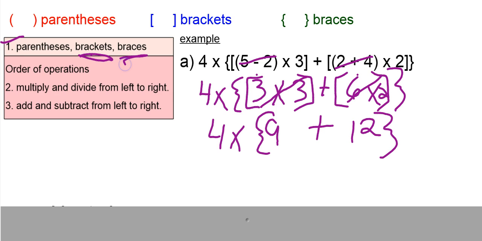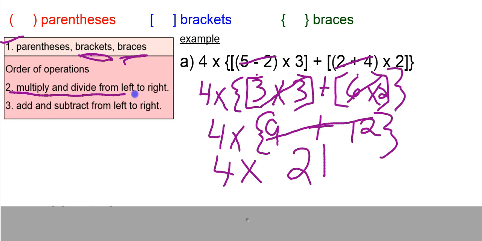Now, the next thing we're going to go to is the brace, and we're going to solve for that. So we look inside and we see 12 plus 9. That's what we're going to do. 9 plus 12 is 21. So now I'm finished with this part of the brace, and now I have 4 times 21. I go to my order of operations, and I see that I need to multiply and divide from left to right. I don't see division, but there's definitely multiplication. So 4 times 21 is what I'm going to be solving for.